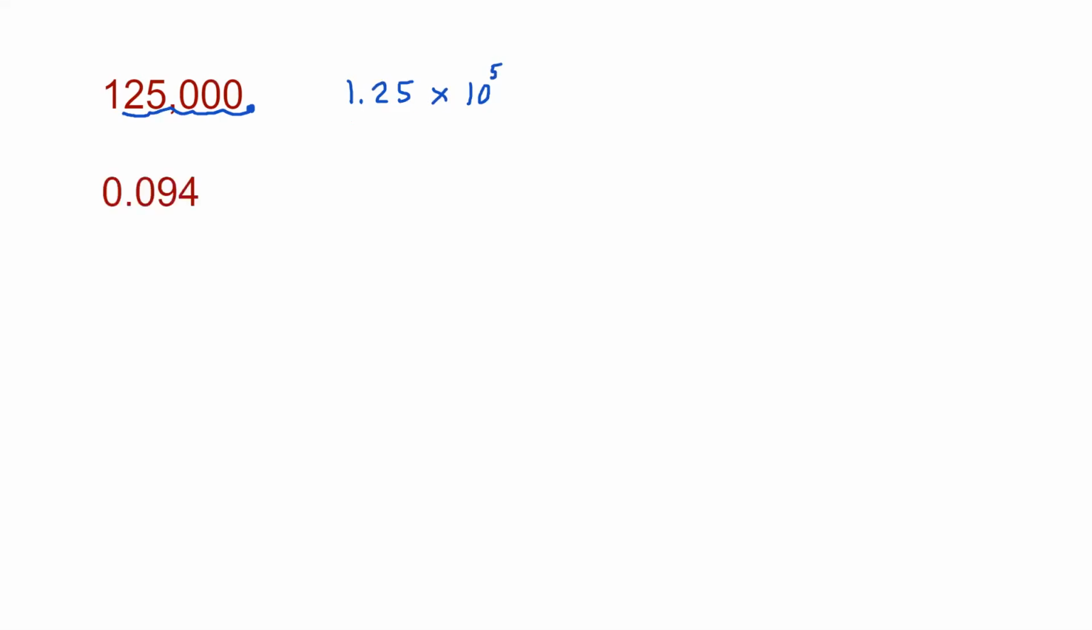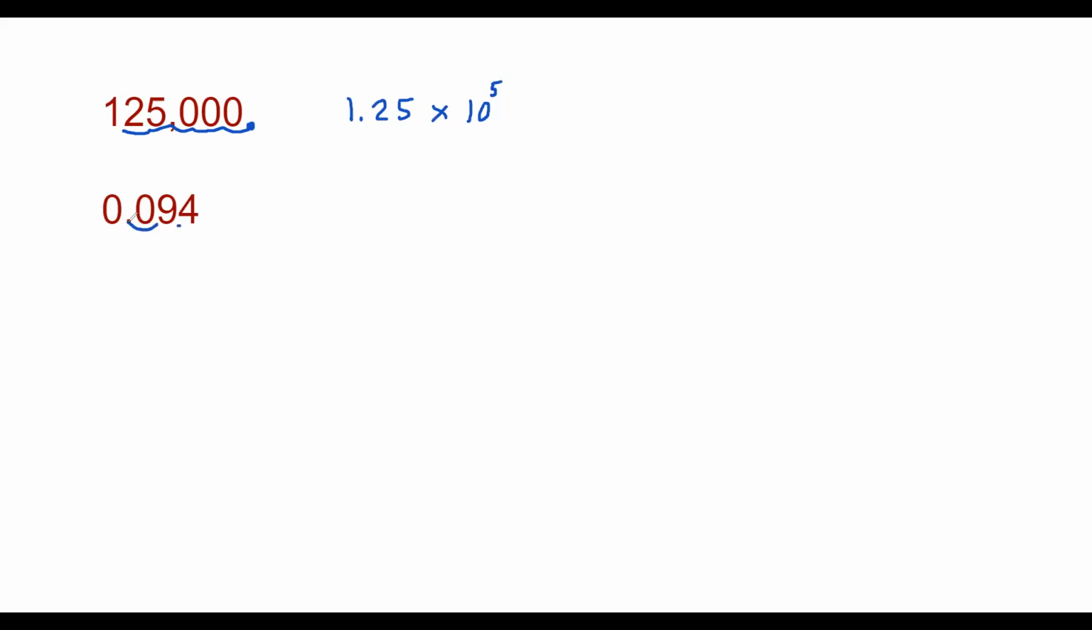Small number. Right away, we should see that as a small number and be thinking we're going to have a negative exponent. Let's count our decimal points. Our decimal point moves to get between the 9 and the 4. 1, 2. So 9.4 times 10 to the negative 2. Small number, negative exponent. We have 1 digit to the left of the decimal. That's another thing to check for here.